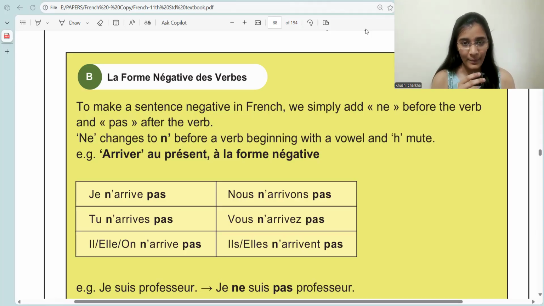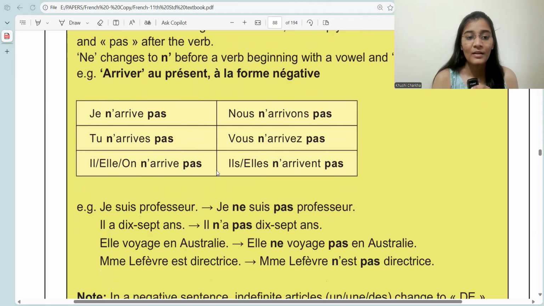Je n'arrive pas. Tu n'arrives pas. Elle, on n'arrive pas. Nous n'arrivons pas. Vous n'arrivez pas. Elles n'arrivent pas. Okay? Now, let us take a few examples which are given below.